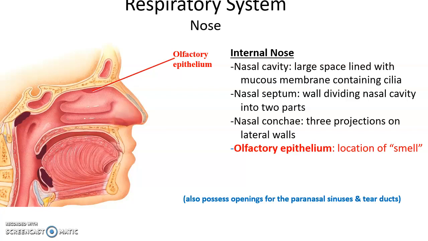Also found in the nasal cavity are little openings for the paranasal sinuses found in some of the bones of the skull, and also an opening for the tear ducts, so that these are routes that carry tear fluid from the eyes and mucus from the paranasal sinuses.